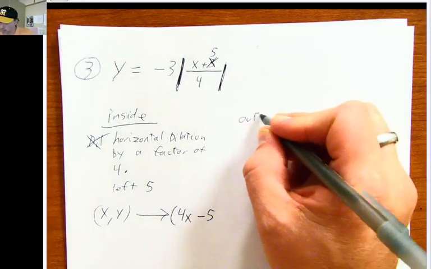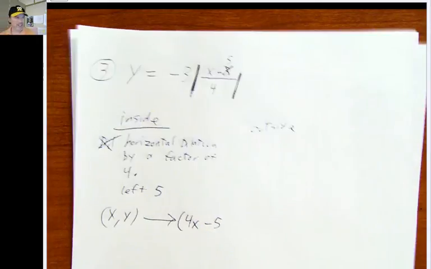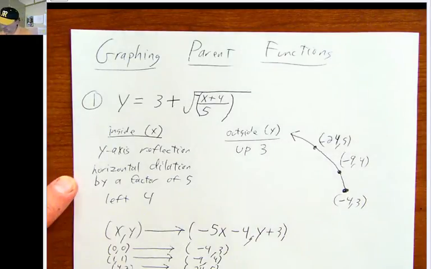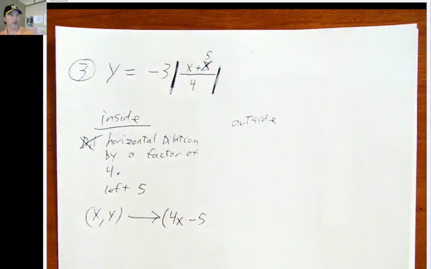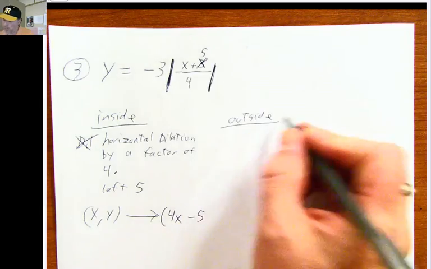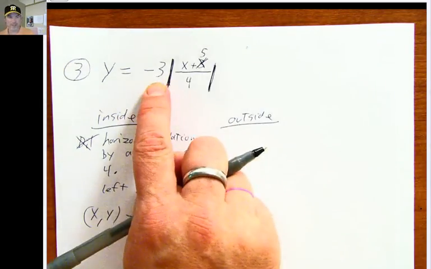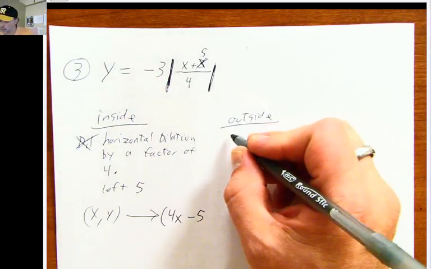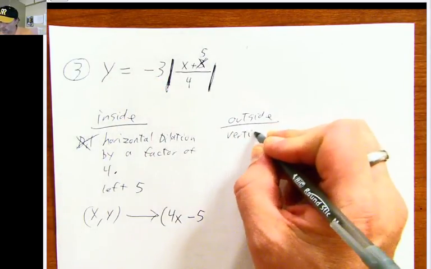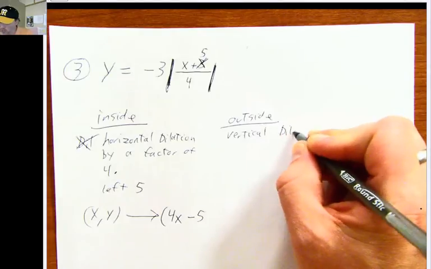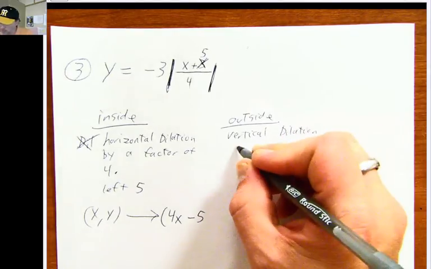Outside the function, I just need to check. Have I been writing? Yes, horizontal dilation. Okay, I was worried I wasn't writing the word horizontal or vertical. Outside the function, I have this 3 that's being multiplied by the function. That is a vertical dilation by a factor of 3.